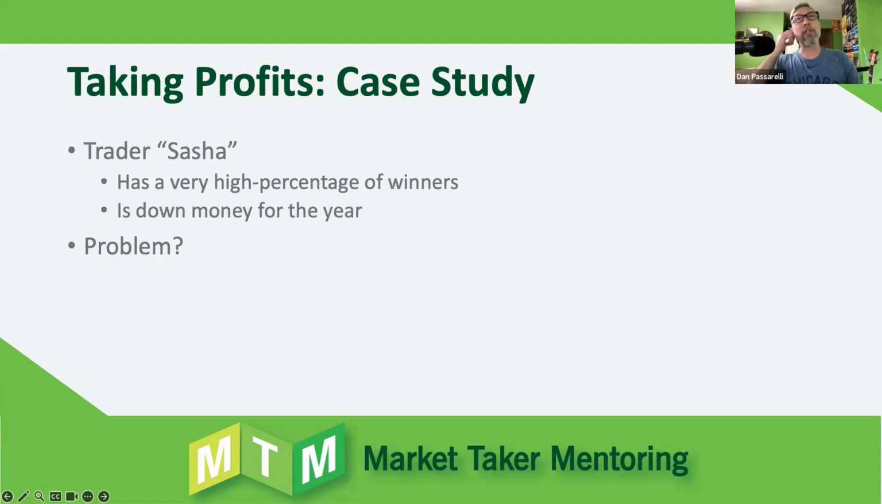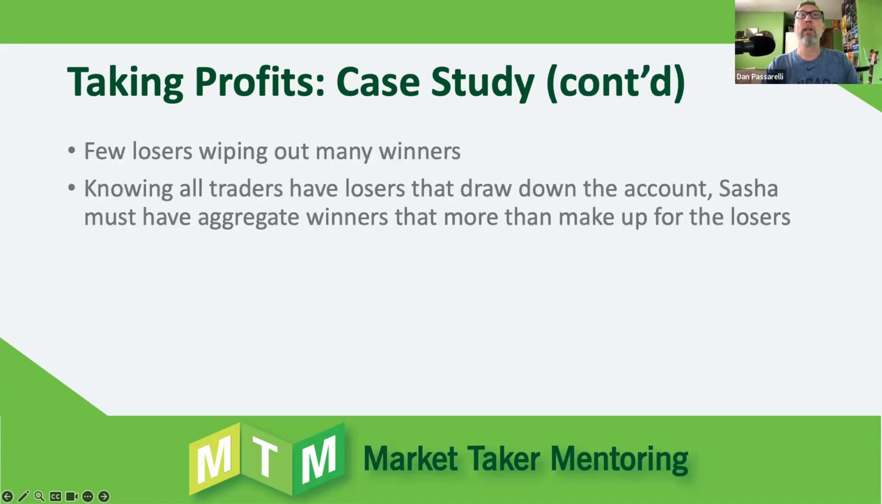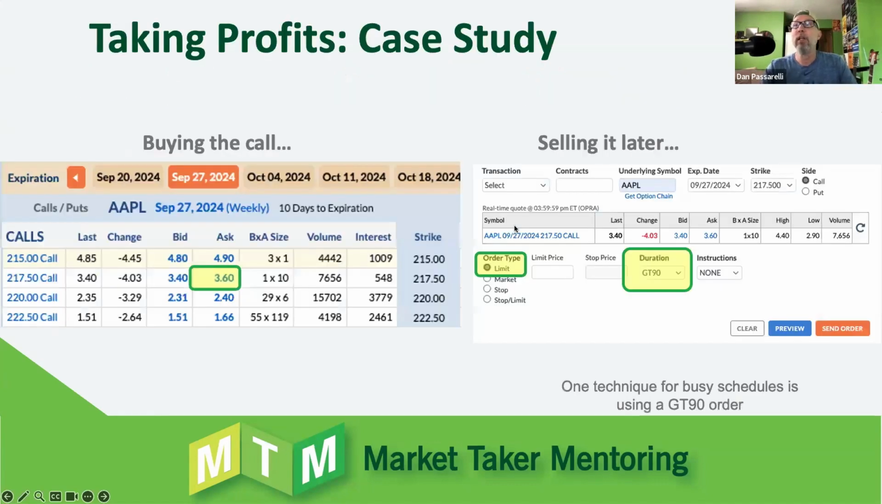So a trader, Sasha, has a very high percentage of winners, but is down money for the year. Is there a problem? Yeah, that does sound like a problem. With some strategies, just a couple of losers can wipe out many, many winners, especially with income trading. Knowing that all traders have losers that draw down the account, Sasha must have aggregate winners that more than make up for the losers. This complements the last mistake we talked about. Cutting losses, managing losses, we also have to manage our winners and be very decisive about it.